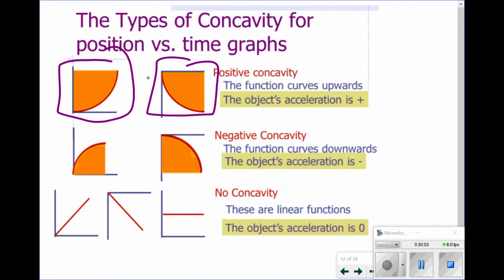Negative concavity is again when my curve would spill water, because I have an upside down bowl that cannot hold the water. Negative, again, is only a direction, does not mean I'm slowing down. Here I have positive velocities on a position versus time graph because I have a positive slope and I have negative concavity, so I am slowing down here, but I am speeding up on this one over here. Again, if I have straight lines, there is no concavity, and these are the graphs of no acceleration if this is a position versus time graph.